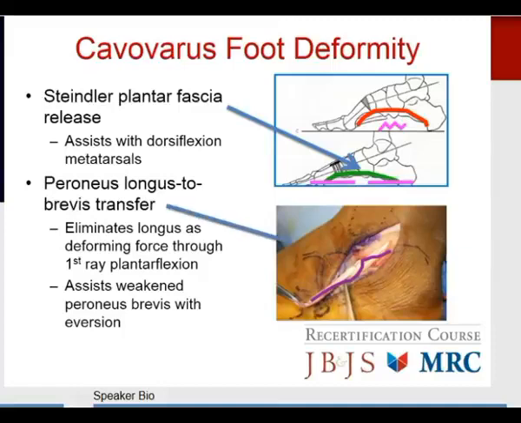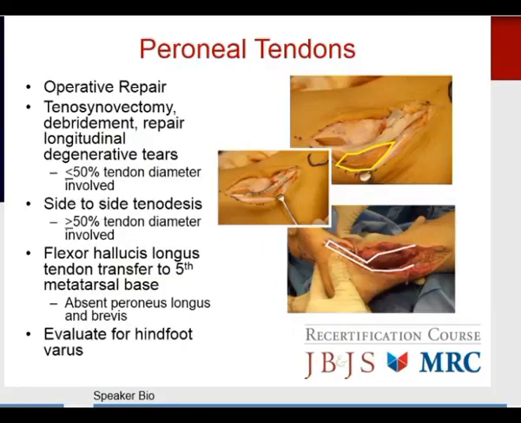In addition, because I talked about before the agonist-antagonist behavior, you may also have to add a peroneus longus to brevis transfer, because the longus is the agonist pulling tightly on that portion, the brevis is weak, and the longus to brevis transfer supplements the lateral column pull and reestablishes a more natural or neutral alignment. Peroneal tendons themselves also require operative repair sporadically. We know that simple tenosynovectomy is done in patients who have fissuring or tears of the peroneal tendons themselves. We recognize, however, that if over 50% of the tendon diameter is violated, we then have to add some type of tendon transfer to supplement this repair.